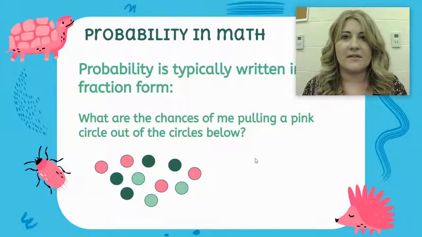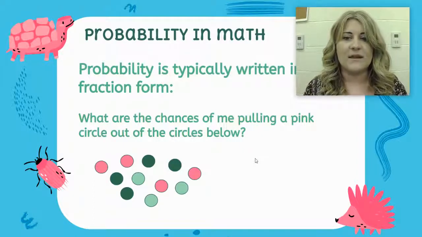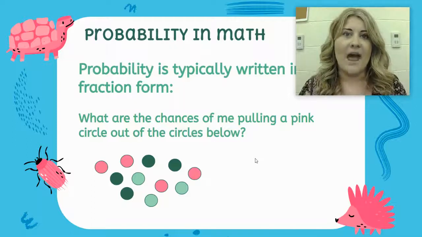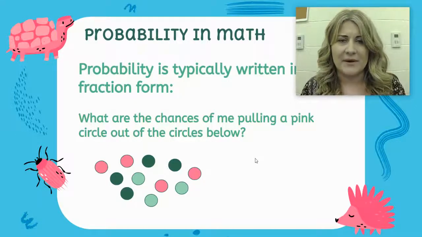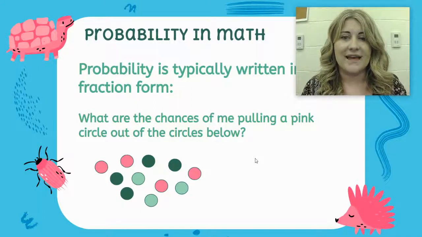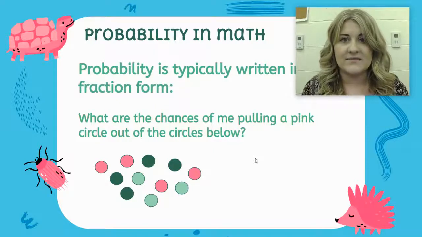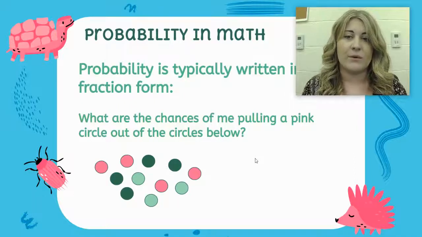So in our previous lesson, we looked at this example. It says, what are the chances of me pulling a pink circle out of the circles below? So if I had a bag full of these little circles, what are the chances of me pulling a pink one out? First, what we're going to do is count how many pink ones there are, because that is going to be our numerator. If it said green, we would count the green ones. If it said a mint color, we would count the mint colored, but it says pink in the problem, so we're going to count the pink.